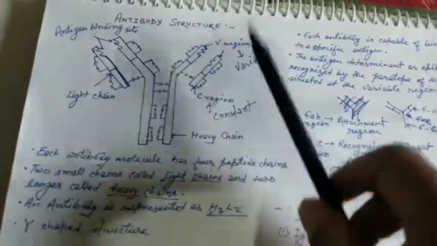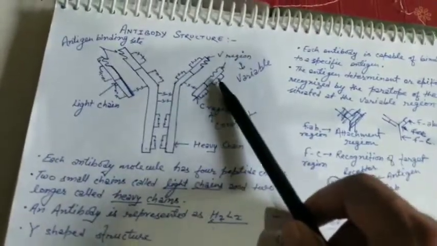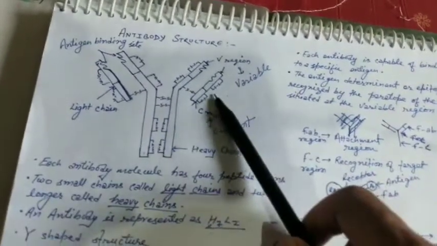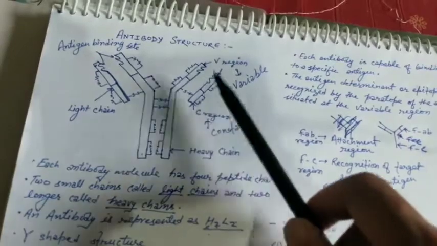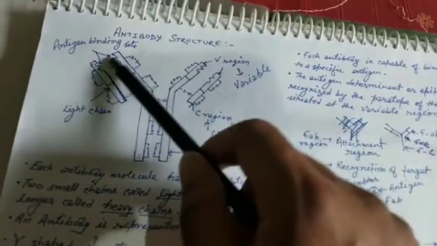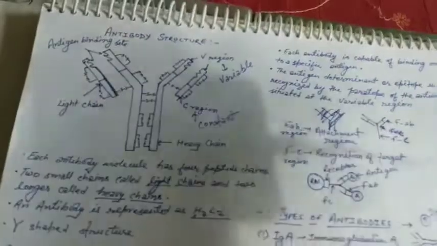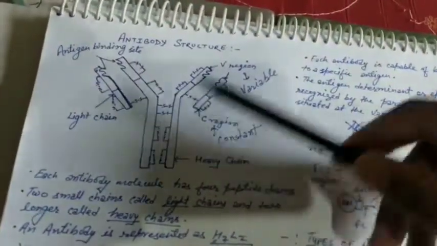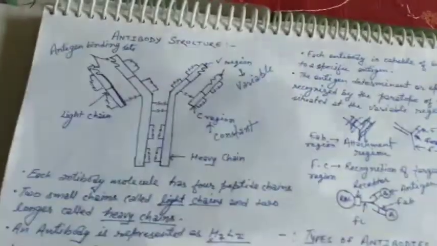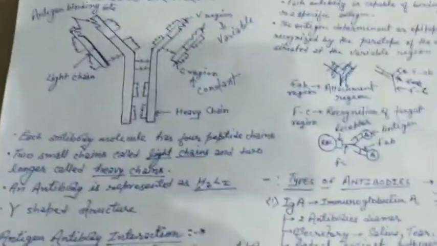And this variable region, this V region, is the antigen binding region. As we know that the main function of antibody is to bind with the specific antigen and finally to destroy the antigen. So this variable region is different in each type of antibodies, while the remaining C region, constant region, remains constant. It means the region is same in all the antibodies. So this one is the structure of an antibody.